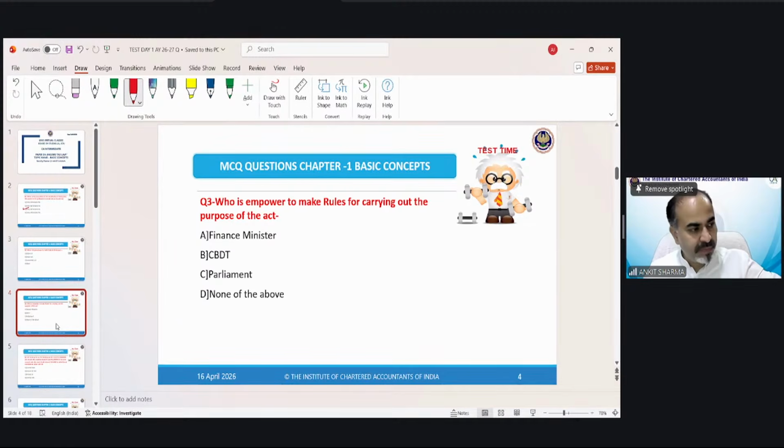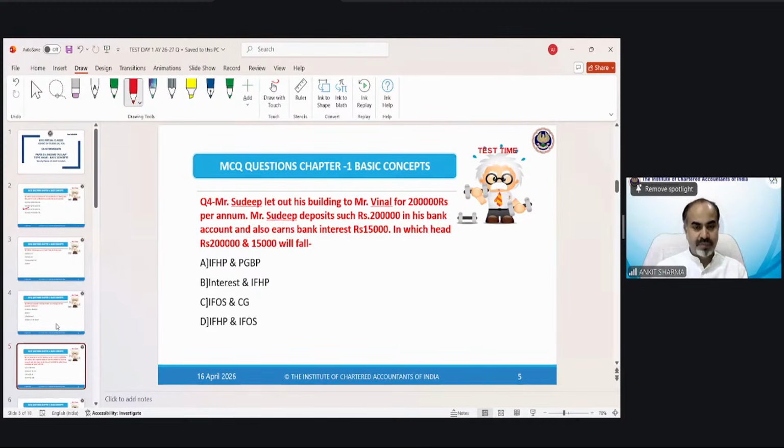Who is empowered to make rules for carrying out the purpose of the act? Question number 3. So in case of income tax, CBDT, Central Board of Direct Taxes, is the authority which is actually empowered to make rules for carrying out the purpose of the act. So of course the correct answer is B. So these are very simple questions. After question number 10, when we complete our numerical part, the questions will be a little difficult.